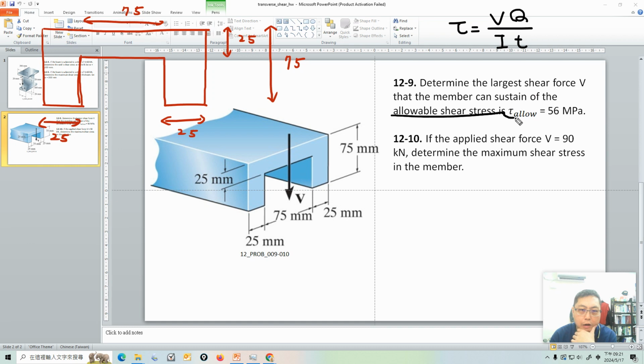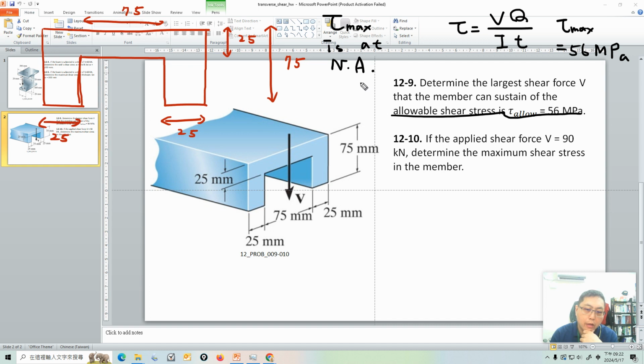The problem gives the maximum allowable shear stress, so τ max is equal to 56 megapascal. And you have to bear this in mind: the maximum transverse shear stress in a beam is always at the neutral axis. Don't forget this.